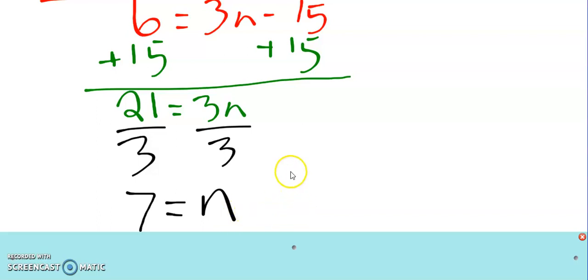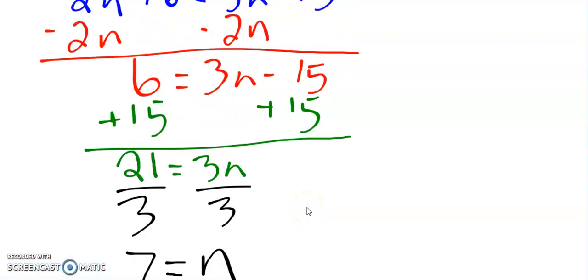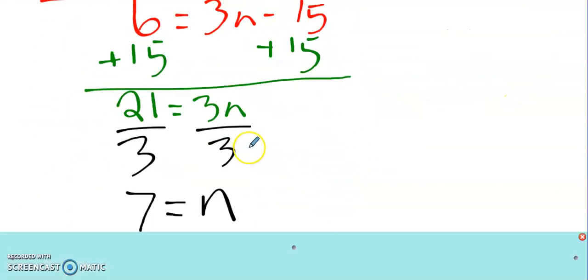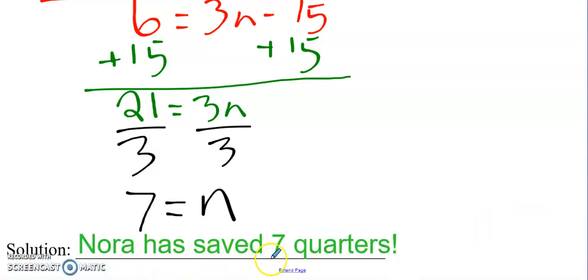Now we do not want to know n equals 7. Let's scroll back up and see what they ask us to find. They ask us to find the number of quarters that Nora has saved. So your answer, your solution is going to be Nora has saved 7 quarters. And that's a wrap on that problem.